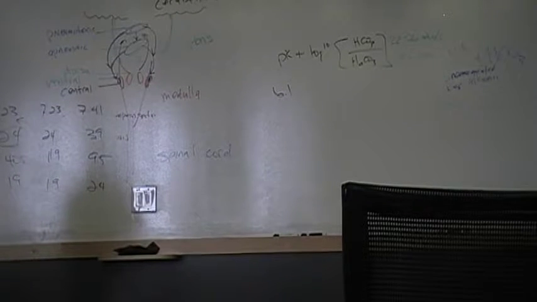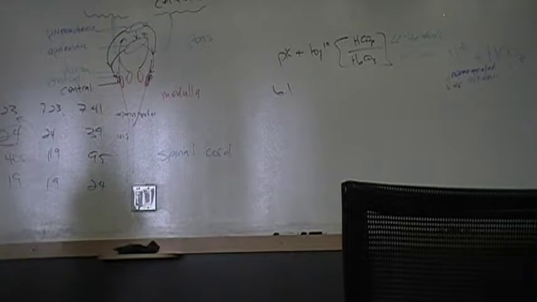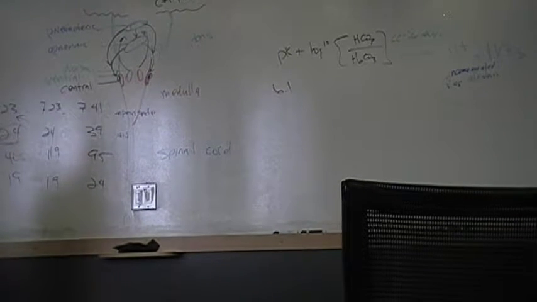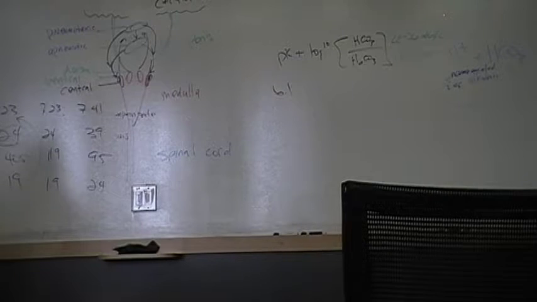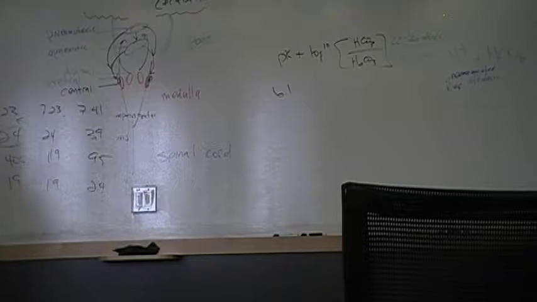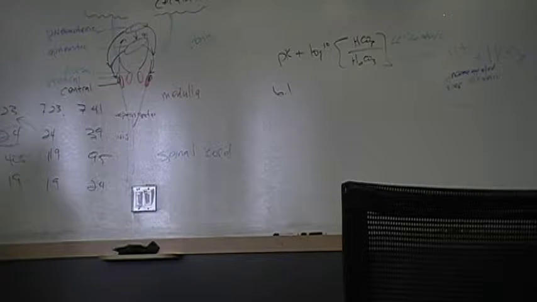The fact that deoxygenated blood enhances the loading of carbon dioxide. There are a couple of different characteristics here. One's the Bohr effect, the other one's the Haldane effect. I want you to know the difference between the Bohr and the Haldane effect.